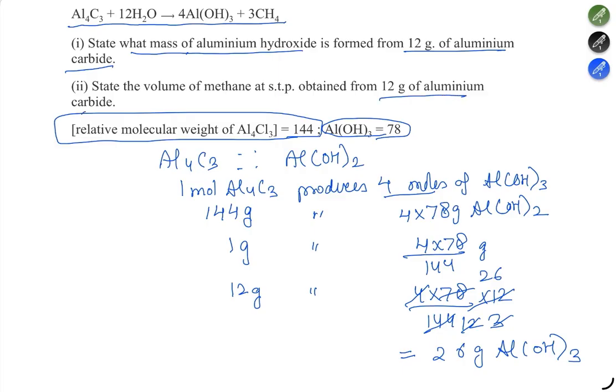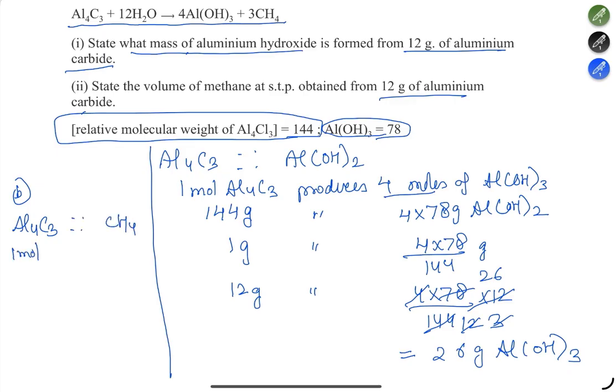Now if I see the balanced equation here, we can see the aluminium carbide ratio to the methane is 1 mole to 3 moles. So 1 mole of aluminium carbide produces 3 moles of methane. So 12 gram will produce how many liters of methane gas? So again what we have to do here, if they are giving the grams, I have to convert this into mass. So 144 gram of aluminium carbide produces 3 moles.